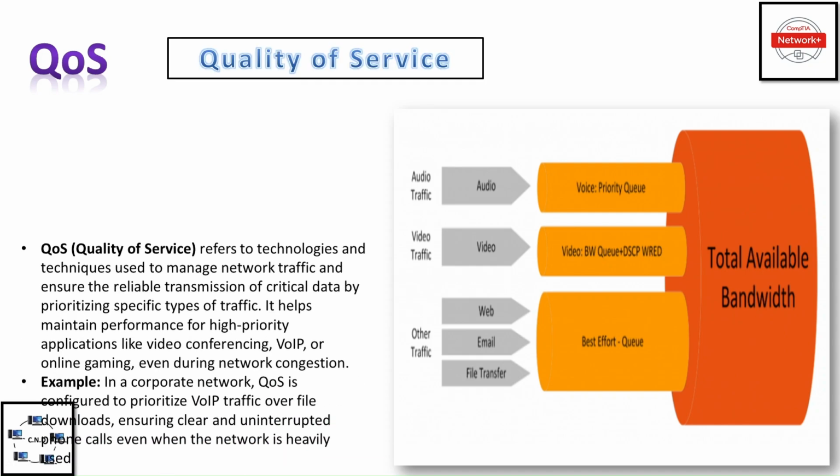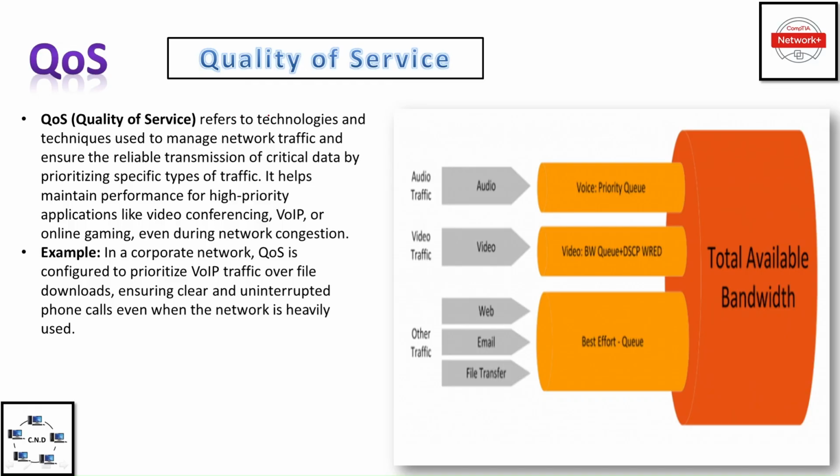QoS, that is quality of service. So QoS, quality of service, refers to technologies and techniques used to manage network traffic and ensure the reliable transmission of crucial data by prioritizing specific types of traffic. It helps maintain performance for high priority applications like video conferencing, voice over IP, or online gaming, even during network congestion. Since video conferencing, voice over IP, and gaming are very latency sensitive, you need real-time network traffic. Therefore, you can prioritize these types of traffic through quality of service.